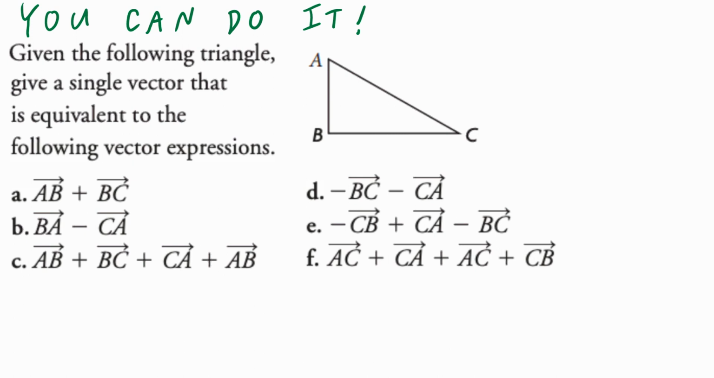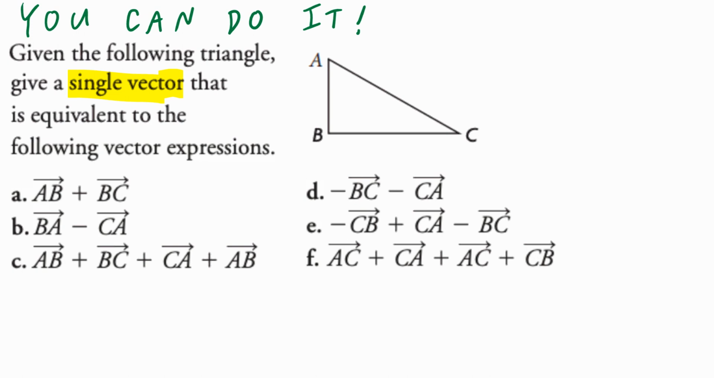Hi everyone, let's take a look at the following example. Given the following triangle, give a single vector that is equivalent to the following vector expressions. Now, I'm hoping you can open your mind and try each part with a dual mindset. Solve it algebraically, confirm it graphically, and if you do it that way, you will maximize your outcome.